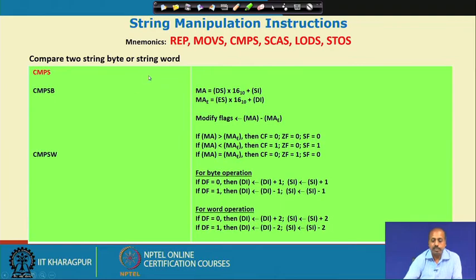Then the CMPS instruction, the compare. We have got compare byte and compare word. Otherwise it is similar to MOVSB, but it is comparing between the strings. If the source byte is larger than the destination byte, then CF will be made equal to 0. So, this will be the flag setting, otherwise this will be the flag setting.